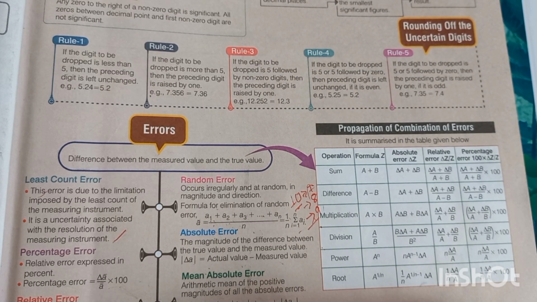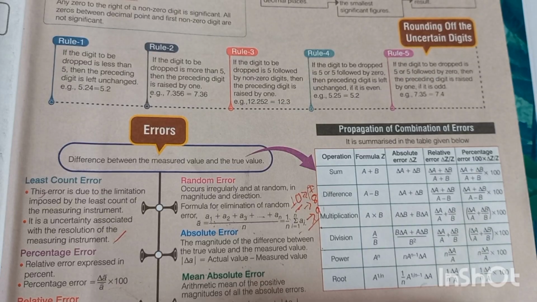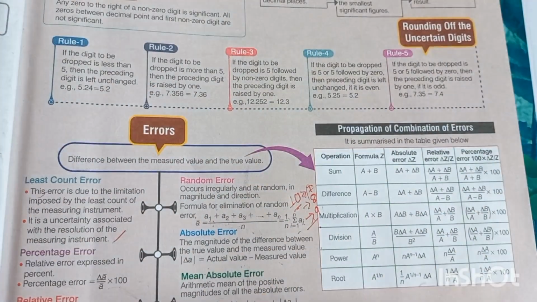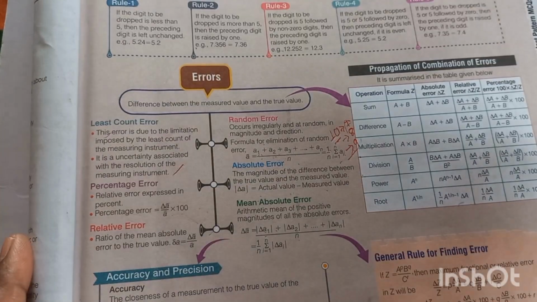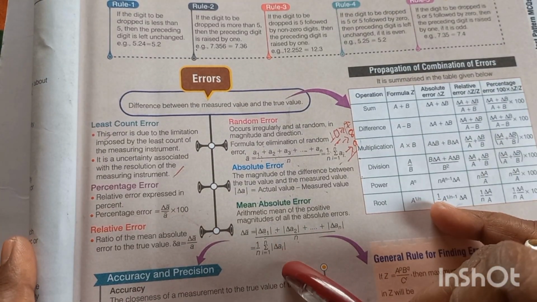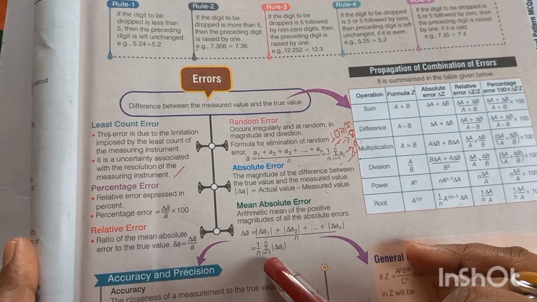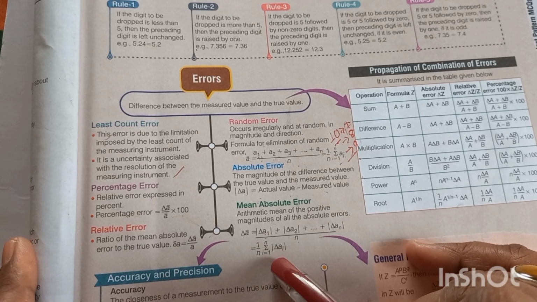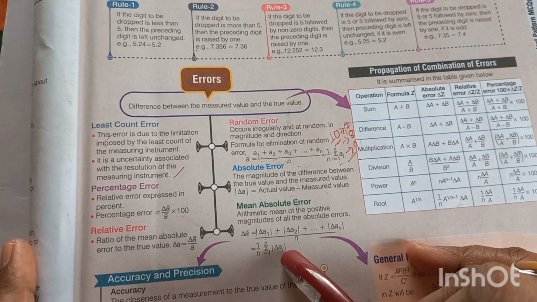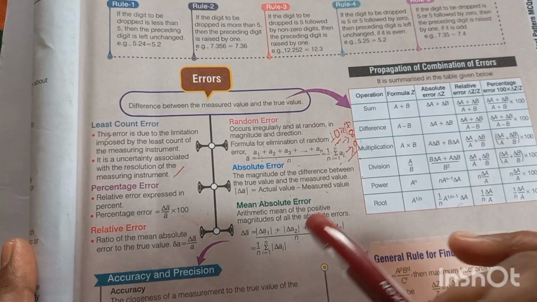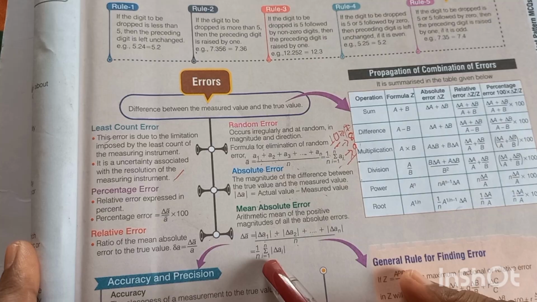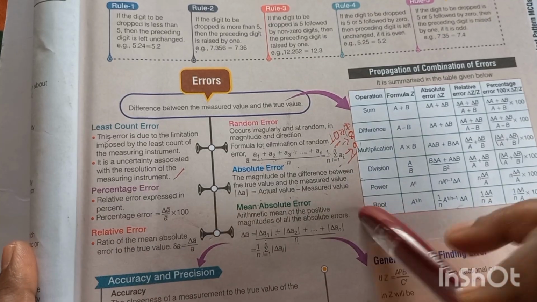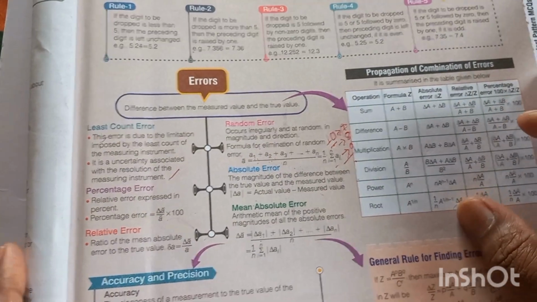The difference may be plus or minus, so if we take positive here, we can take the modulus. So the mean absolute error is delta a equal to 1 upon n summation of i from 1 to n modulus of delta ai, because the limit is from i equal to 1 to n. So this is the mean absolute error.